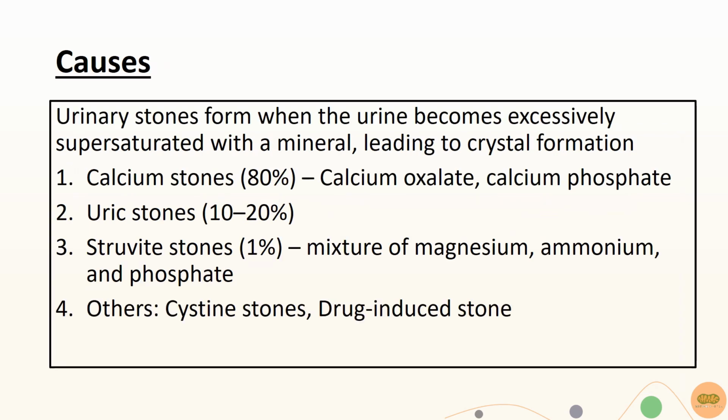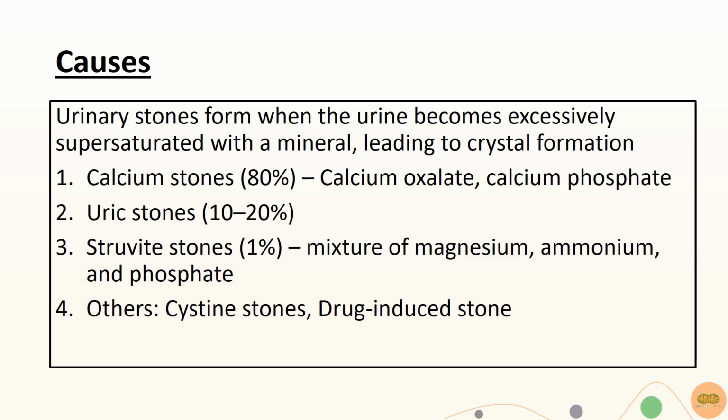Urinary stones usually form when urine becomes excessively supersaturated with a mineral, leading to crystal formation. There are multiple types of urinary stones. The most common type is calcium stones. 80% are calcium oxalate, and 20% of these are calcium phosphate stones.